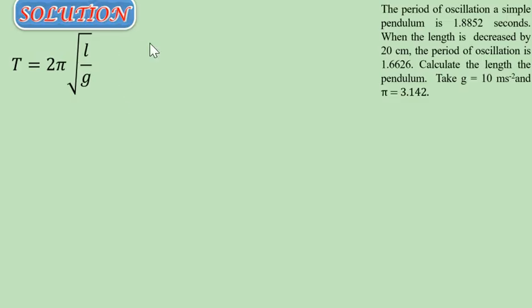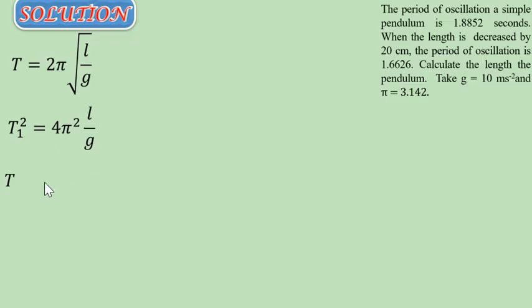T is the period of oscillation. L is the length of the pendulum. G is acceleration due to gravity. Since we are looking for the length, we make L the subject. For the first length, we are going to have the first period squared. The period for the first length is given by this, squaring this right-hand side: 4 pi squared L over G.